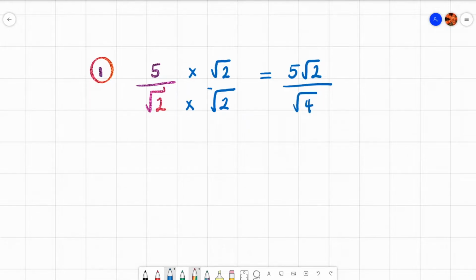However, we can simplify this because 5 root 2 stays the same, but the square root of 4 is actually 2. And we can't cancel anything down here because there's no number that we can divide 5 and 2 by. So that's it. We have rationalized our denominator. The bottom number is a whole number and it's not a surd anymore. Let's have a look at a different example.